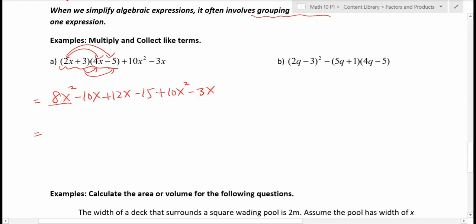Now once I have everything written down, I can look for my like terms. I have 8x squared and 10x squared as my like terms, so combine them together, I get 18x squared. Then we have the negative 10x, 12x, and the negative 3x. If you combine them, negative 10 plus 12 is positive 2, 2 minus 3 is negative 1x, or just minus x, and we still have the minus 15. So that's how you simplify part A.